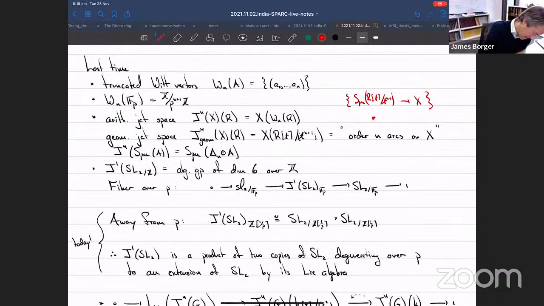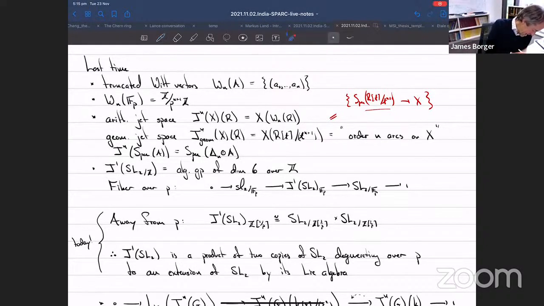Maybe I should say that's that one. So you think of this as a little germ of an arc on X. And the arithmetic jet space should be thought of similarly, but somehow these are now arithmetic arcs, whatever that means. It's just Witt vectors, but okay.